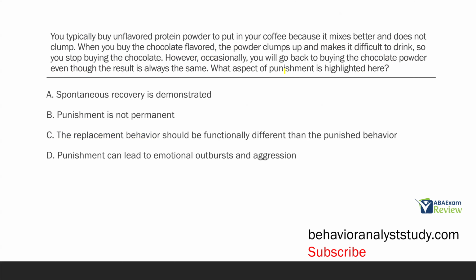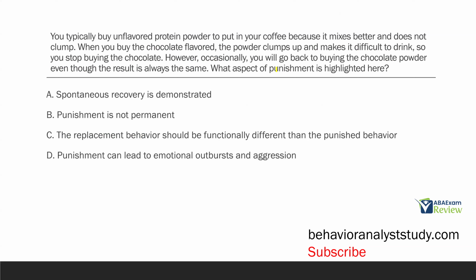You typically buy unflavored protein powder to put in your coffee because it mixes better and does not clump. When you buy chocolate flavored, the powder clumps up and makes it difficult to drink, so you stop buying the chocolate. However, occasionally, you'll go back to buying the chocolate powder, even though the result is always the same. What aspect of punishment is highlighted here?